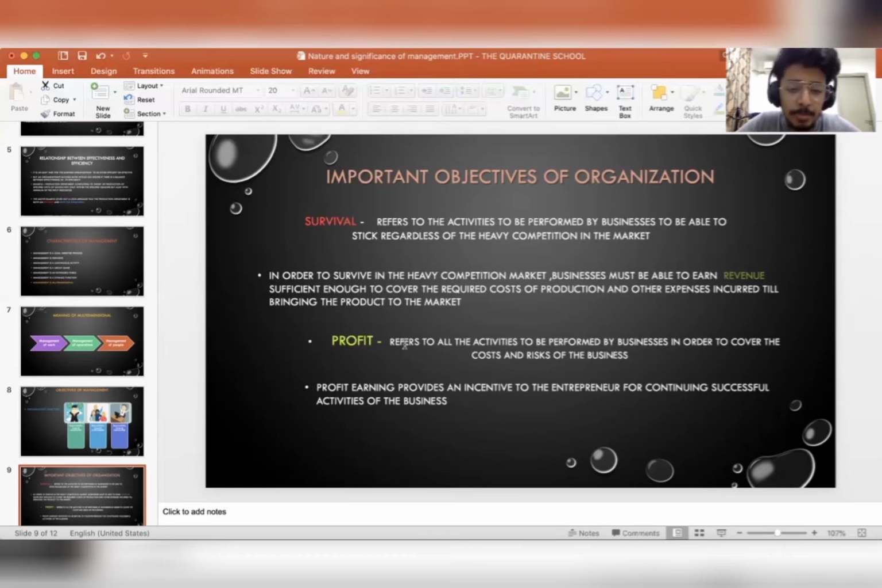Now, moving on to profits. Profit refers to all those activities to be performed by businesses in order to cover the cost and risk of businesses. So this means that the business must not only be able to cover its cost, but also the risk of the business. Also, another positive thing about earning profits is it acts as an incentive to the entrepreneur for continuing the successful activities of the business. It would be a driving force for the entrepreneur so that he could continue his business on and on.